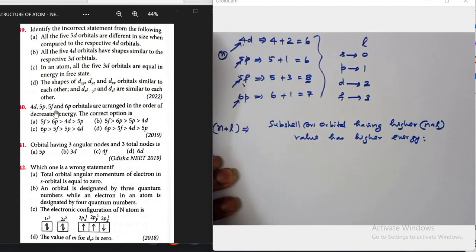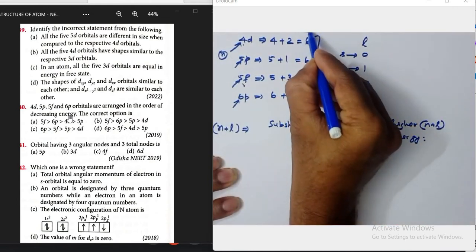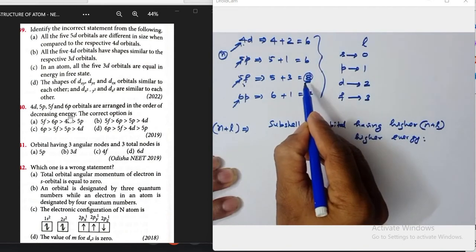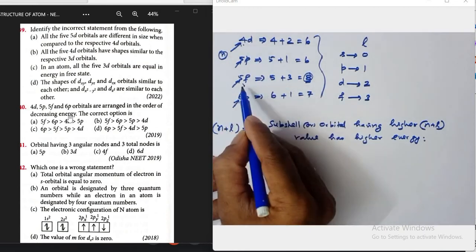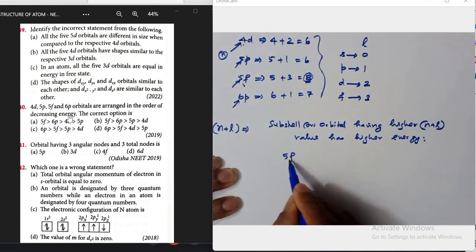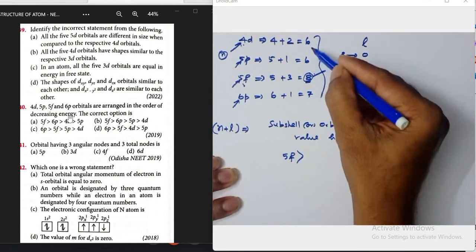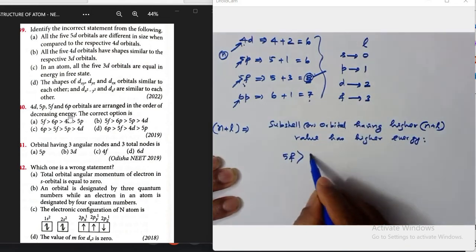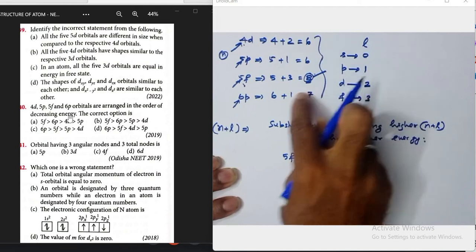Read the question again. 4d, 5p, 4f, 5f, 6p orbitals are arranged in the order of decreasing energy, they are asking. You have to arrange in decreasing energy, right? So among these, if n plus L is high, that orbital has the highest energy. So the highest energy orbital is 5f. Then among these 3, the next higher energy is 6p. The n plus L value is 7. Among these 3, the next higher value is this.